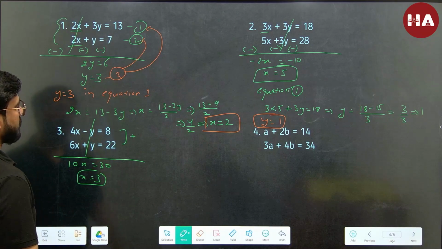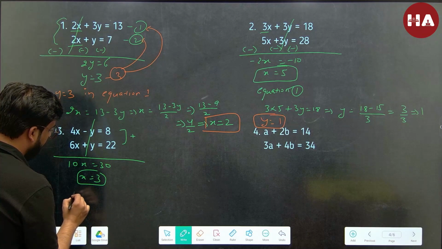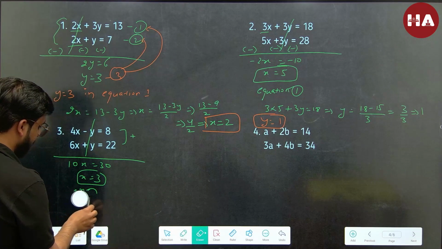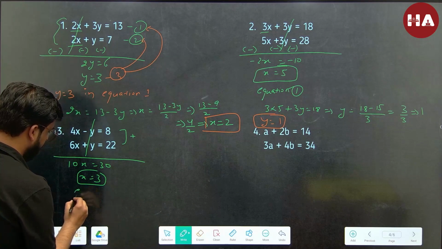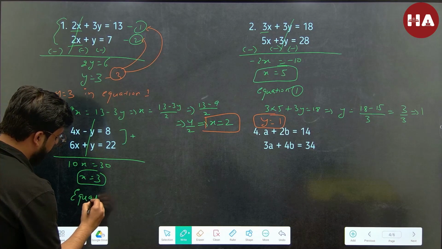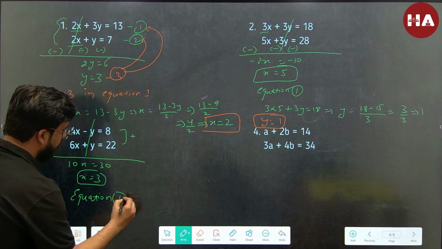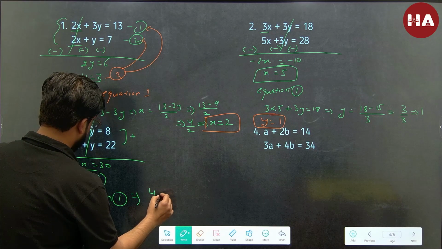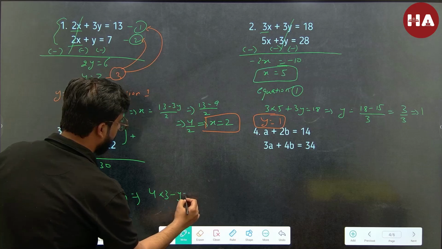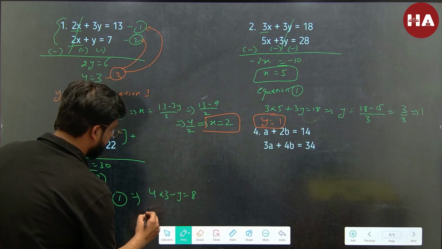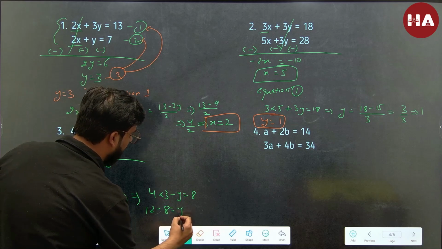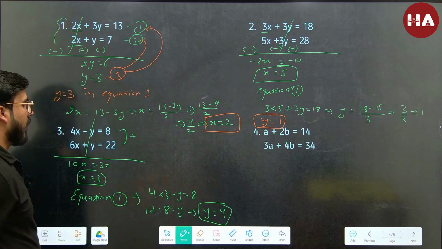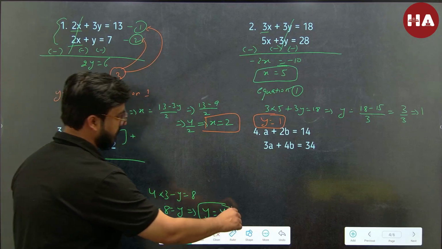Now I can put the values in equation 1 or equation 2. I am putting in equation number 1. So this will be what? 4 into 3 minus y equals to 8. You can transpose this. So 12 minus 8 will be equals to y. So y is coming as to be 4. Okay students, that was simple.